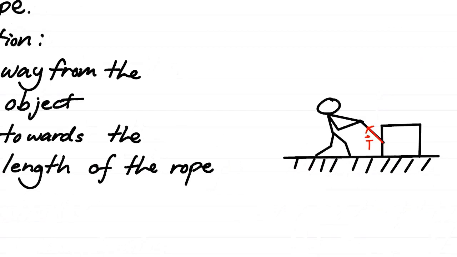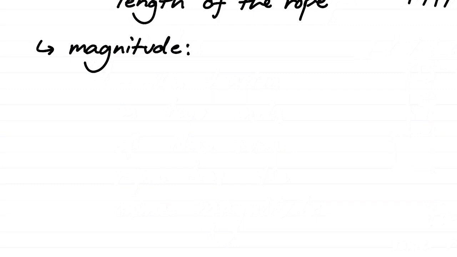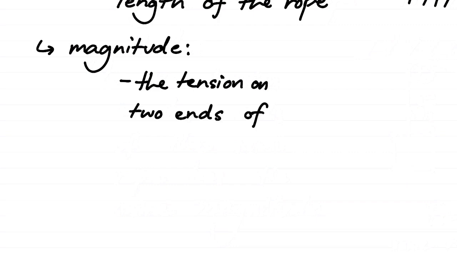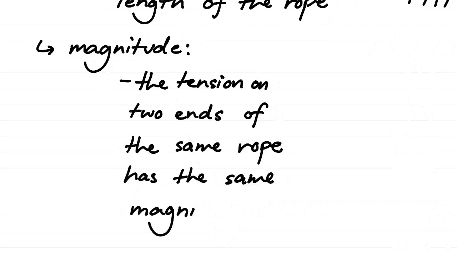Now the magnitude of the tension force, well, it depends on the applied force doon sa string. Because the string will try to maintain its length while it is stretched. So depende sa force applied on the string. However, there is one interesting thing that we can look at the magnitude of the tension force. And that is the fact that the tension on two ends of the same rope, magkabilang end, has the same magnitude. So if it is the same rope, same yung magnitude on both ends of the rope.